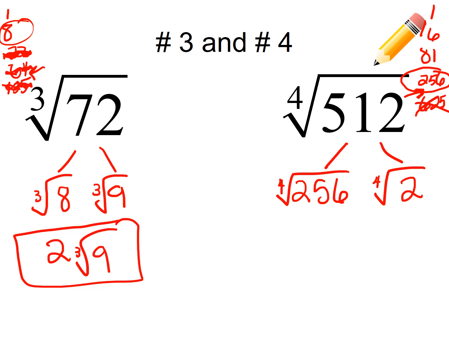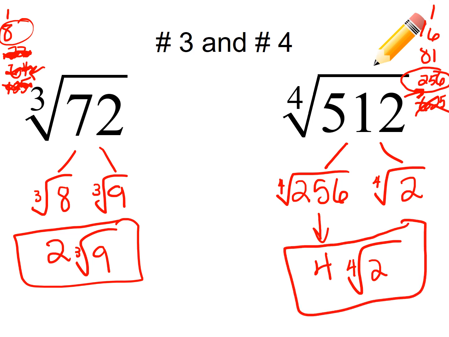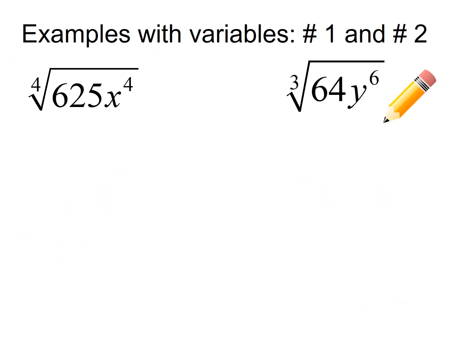And if we look at our table, we know that the fourth root of 256 is 4, because 4 times 4 times 4 times 4 is 256. And then the fourth root of 2, we don't know, so that stays just like that. So that is how you would simplify radicals that aren't just square roots with just numbers. We break them up just like we normally do with square roots. Okay, moving on to the next 4 examples.